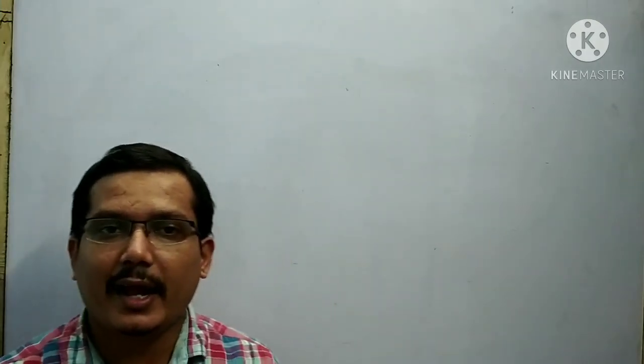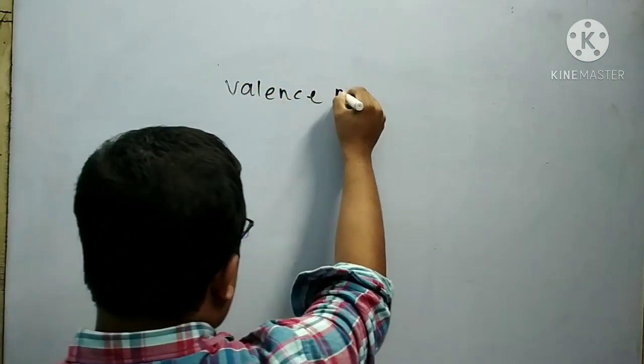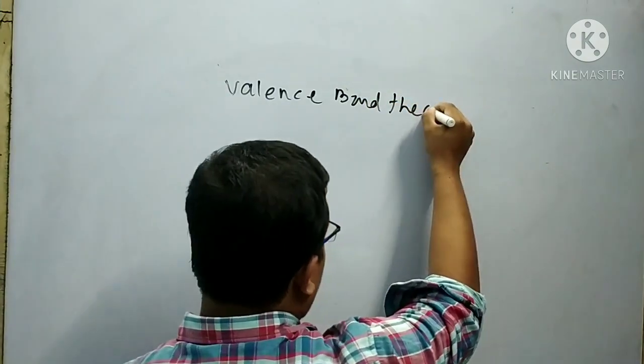Dear student, in the previous class I discussed the nomenclature of coordination compounds, rules for writing the formula of a coordination compound, problems related to coordination number and oxidation number, and finally the effective atomic number rule. Now I will discuss the Valency Bond Theory.